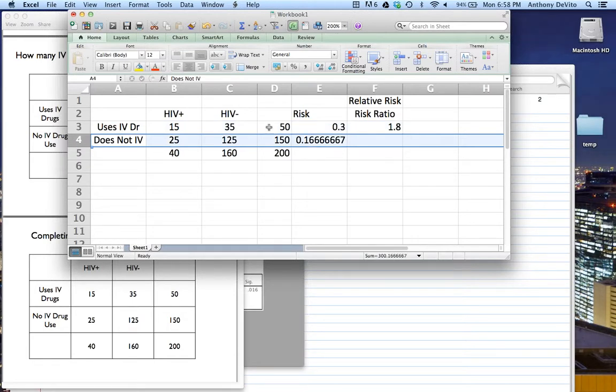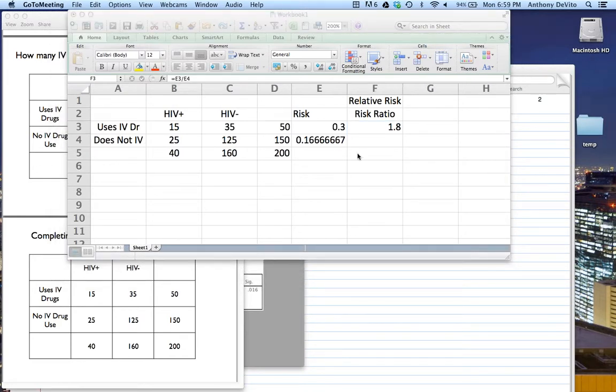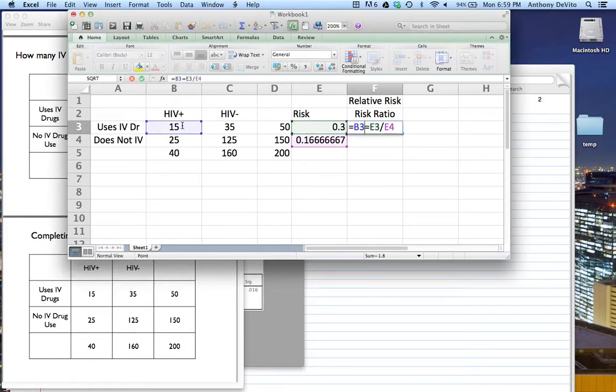Anybody remember what that ratio would have been if we had done it when there was no difference between the outcome for IV drug users and not IV drug users? What would that ratio be instead? Right, well, not zero, but one. Good idea. You got exactly the right idea. I'm just going to change this back for a moment so you can see that actually happened. Oops. Let me hit escape.